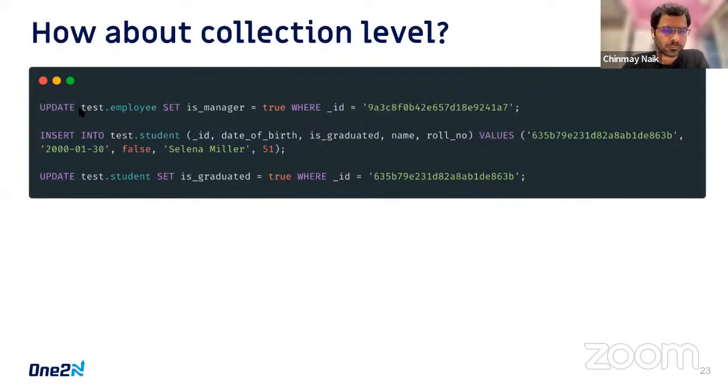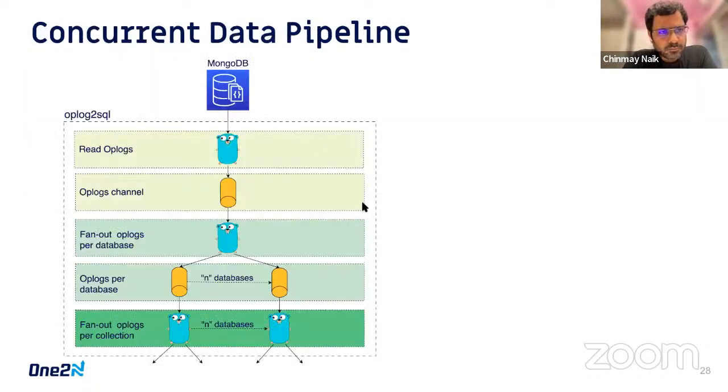So as I said, it is also fine that we can process these per collection. If the database is the same but the table is different, then it's also fine if we have this kind of sequencing. So that means we can fan out the oplogs one more level, right?